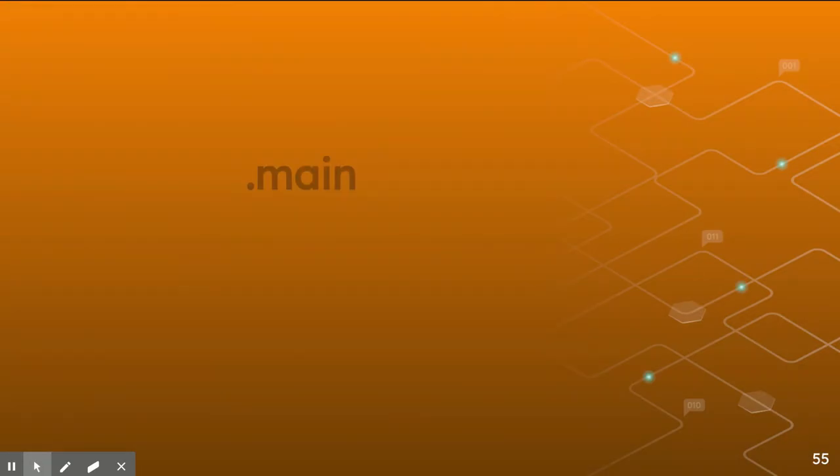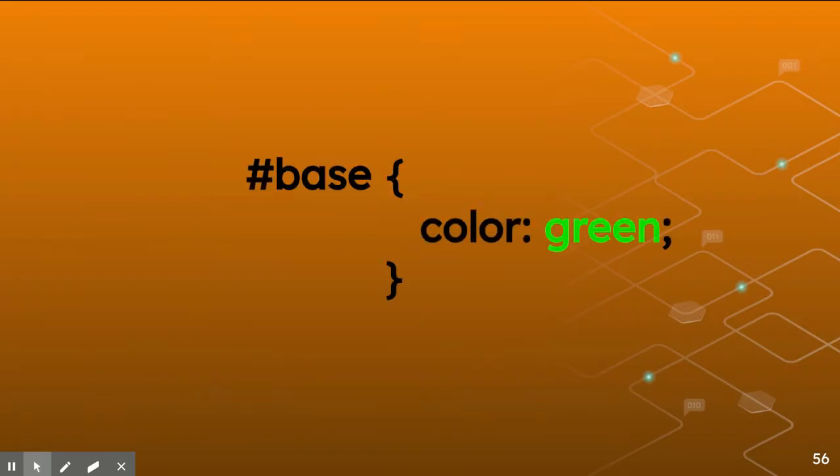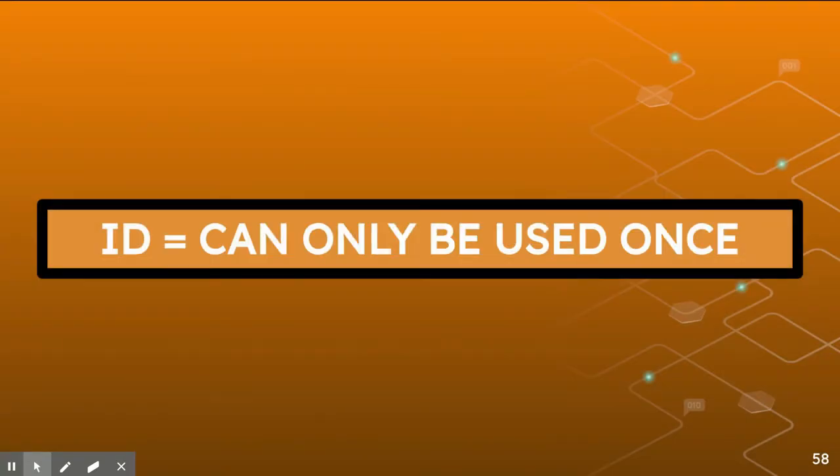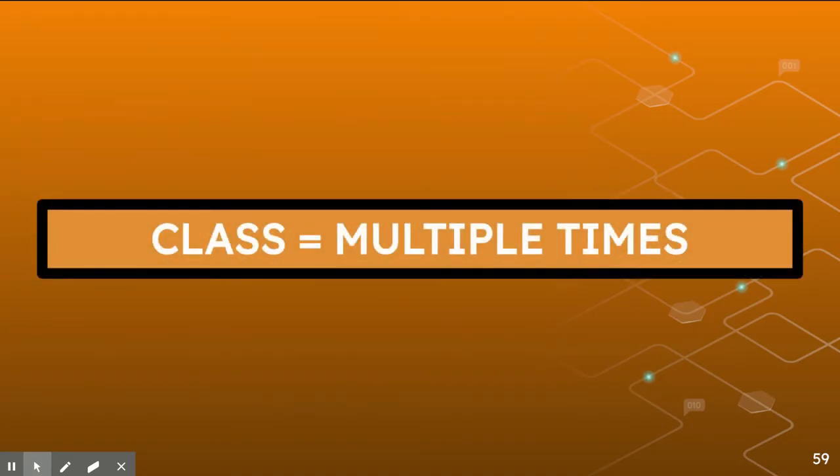A class is represented by a dot, and then the name of the class comes right after it. An ID is represented by a pound sign or a hashtag, and the name of the ID comes after it. The difference between a class and an ID is that an ID can only be used once throughout your whole entire project, but a class can be used as many times as you want. So let's style our HTML using CSS.